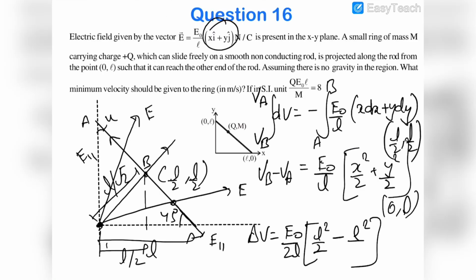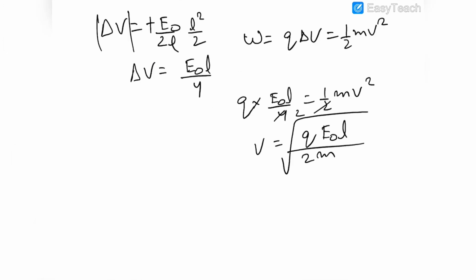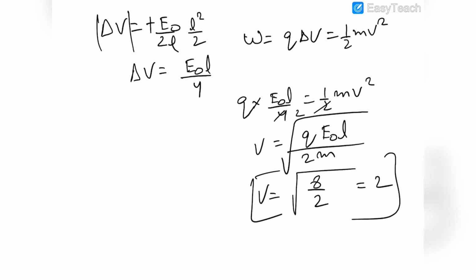So if we compare it, if we have to find out the velocity, and it is given that Q E naught L by m is 8. So Q E naught L by m is 8. So V is equal to under root of 8 by 2. So it is 4. So the answer will be 2. Now let's move on to the next question.